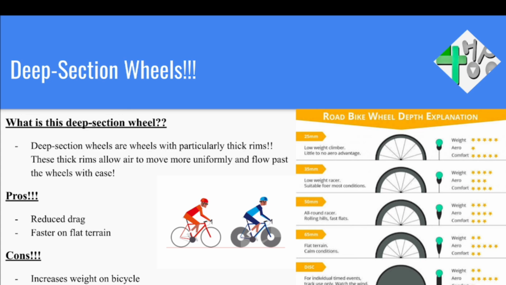But deep sections, they're wheels with particularly thick rims, and they allow air to move more uniformly and flow past the wheels with ease. The pros are reduced drag and that it's faster on flat terrain. The cons are that it increases the weight on the bicycle, because the thicker the rims, the more weight they add to the wheel itself, and it catches wind very easily, which can be hard for bikers to manage, especially when you're trying to move forward and pedal.